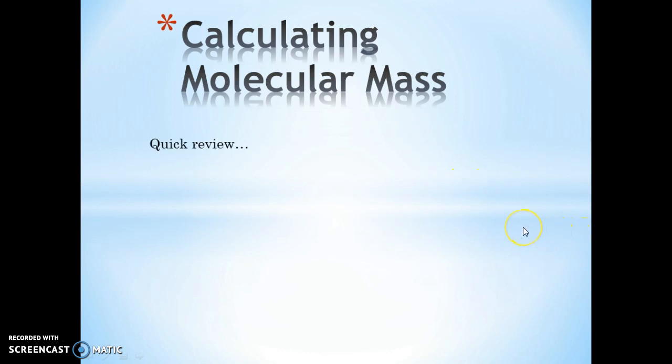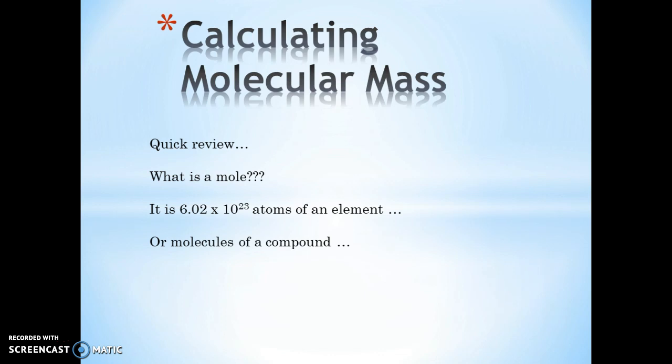Quickly, we will review what we talked about earlier last week. What is a mole? A mole is 6.02 times 10 to the 23rd somethings. That could be 6.02 times 10 to the 23rd atoms of an element, or molecules of a compound, or formula units in an ionic compound. It could even be 6.02 times 10 to the 23rd puppies if you wanted a mole of puppies, although I don't think that's really a good idea.